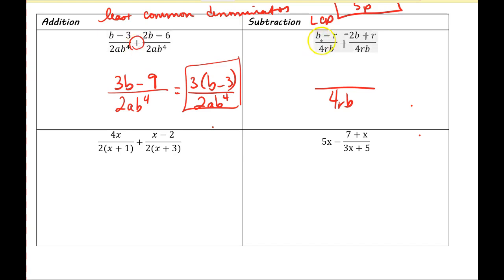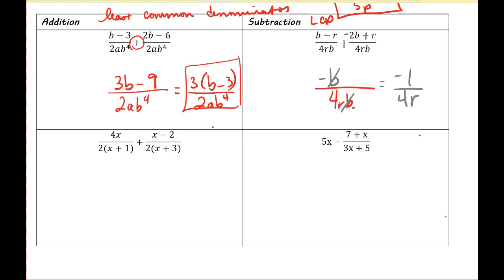So we put a b with a minus 2b, and we put a negative r with a positive r. So those are just going to go away. Is that right? Yep, that is right. Okay, cool. So this is my answer. If anything reduces, now you can reduce it. And really those b's, I can cancel those out because they match. And so that's just going to leave a negative 1 over a 4r. And remember, it's okay to cancel because there's no plus or minus attached to those. So it's good to go.